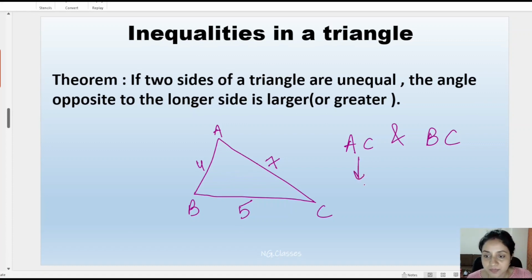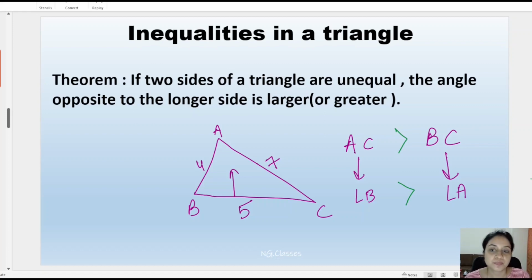Let's write it. Now here the theorem says the angle opposite to the longer side is larger. So the angle opposite to the larger side must be larger than the one opposite to the shorter side. Opposite to BC we have angle A. So since AC is larger than BC, angle B must be greater than angle A. That's what the theorem says. We just need to understand the theorem. We don't have to prove it for now.